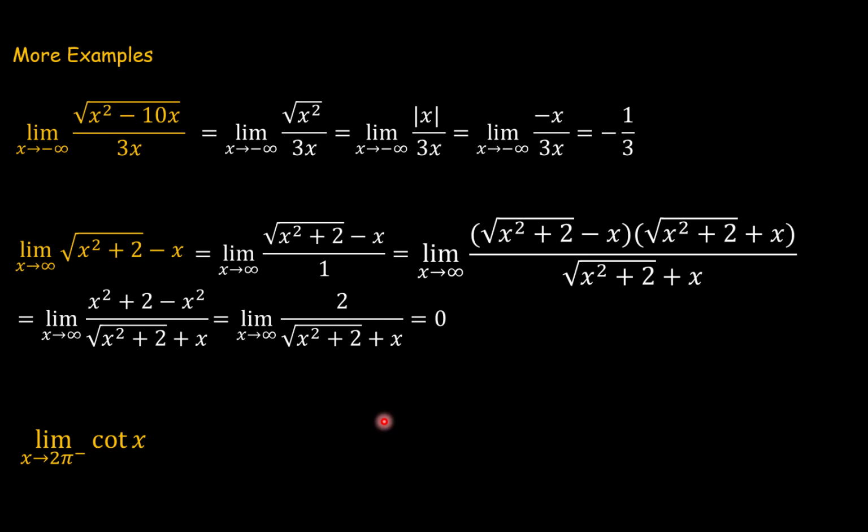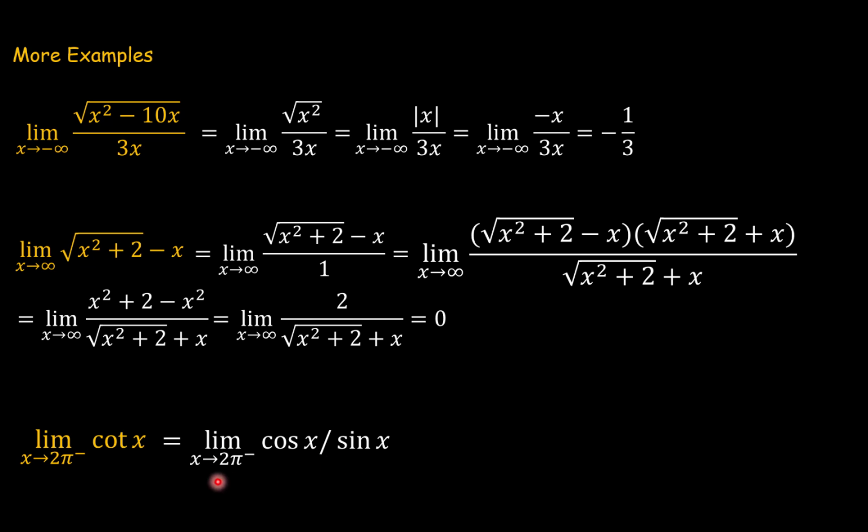Let's just look at one more little trigonometric function, cotangent x. Well, for that, it's best to express the function in terms of sine and cosine. So cotangent is cosine over sine.